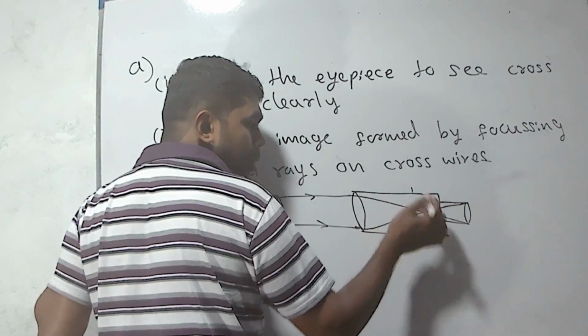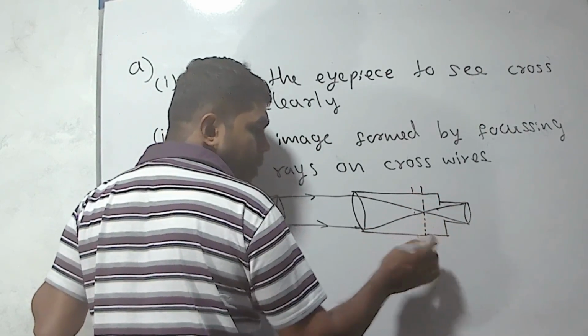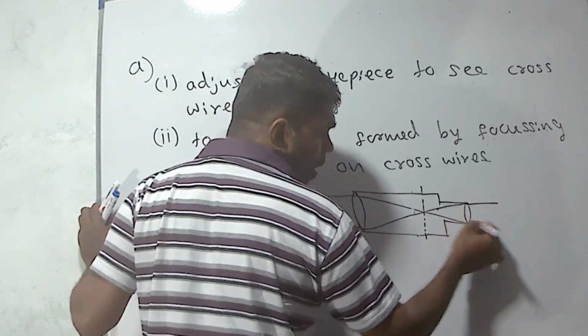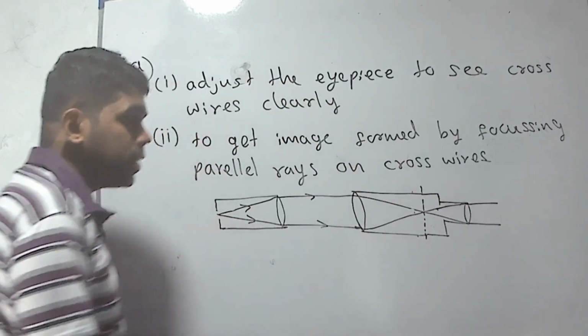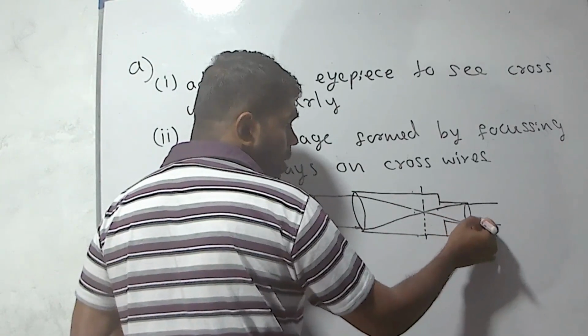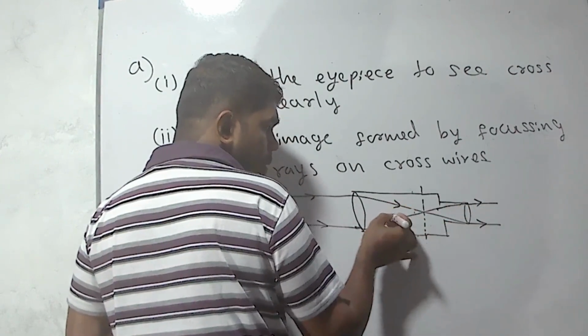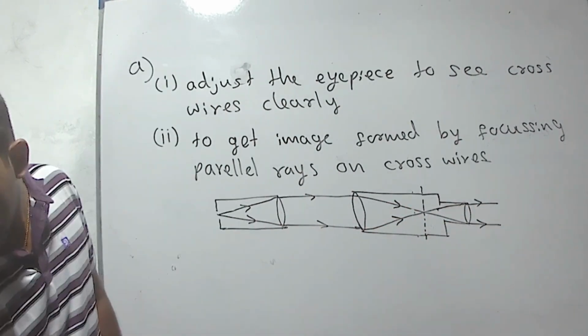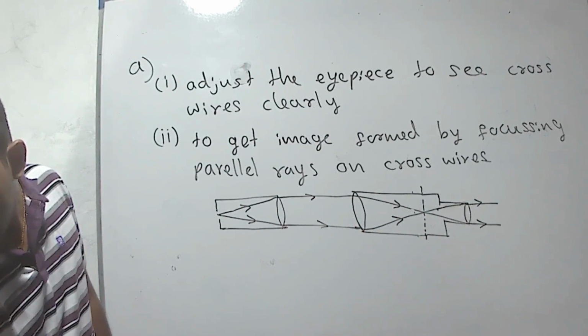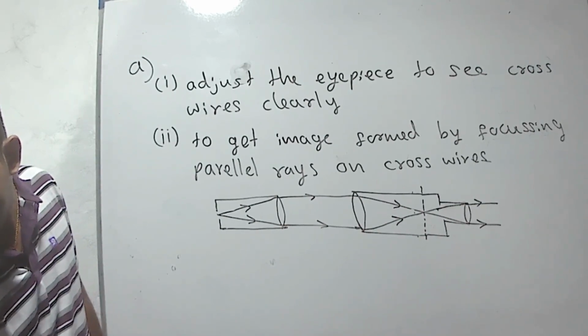The crosswires should be placed at this place. We can see the image on the crosswires by using the eyepiece lens. This is the eyepiece lens. You have to write only the answer, but I have drawn the corresponding ray diagram.